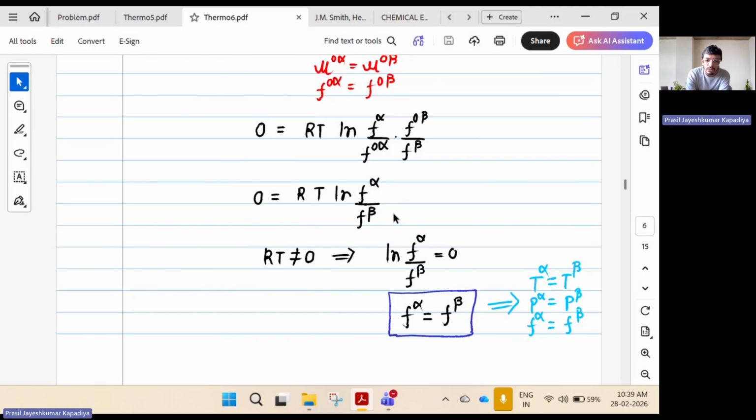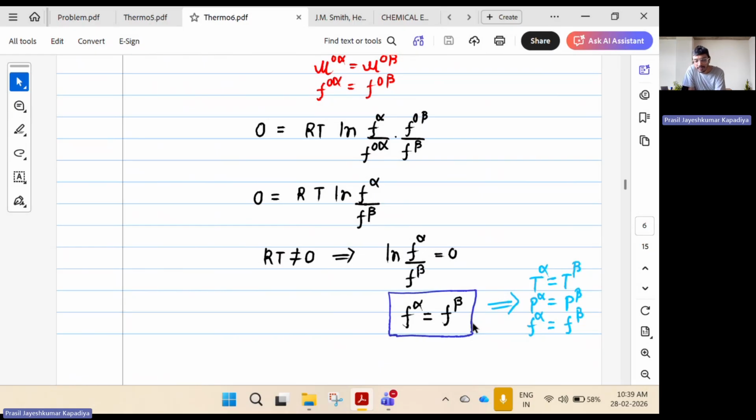Now, what can be 0? Can R be 0? Universal constant can't be 0. Can temperature be 0? In this case, it can't be 0. So the RT term can't be 0. So we are only left with ln of f alpha divided by f beta should be 0. This term is 0 when it is ln 1, that is, when f alpha is equal to f beta. So fugacity of each component in each phase should be equal.